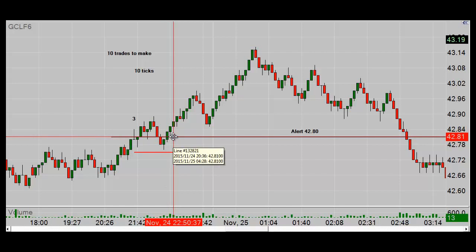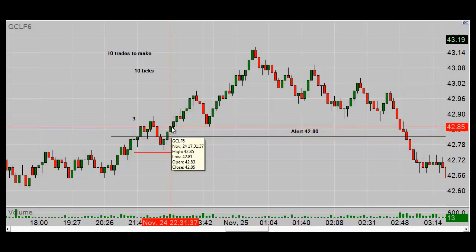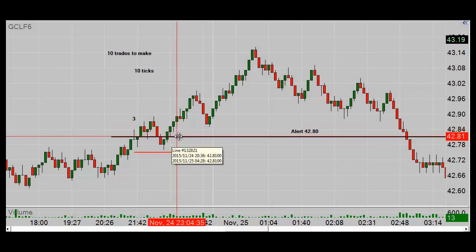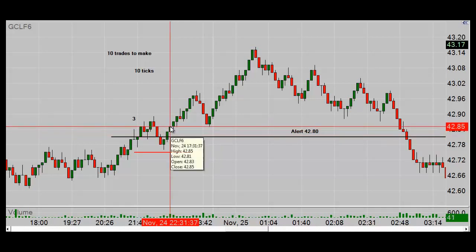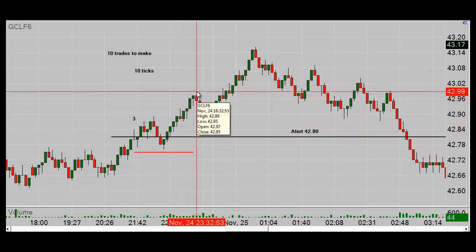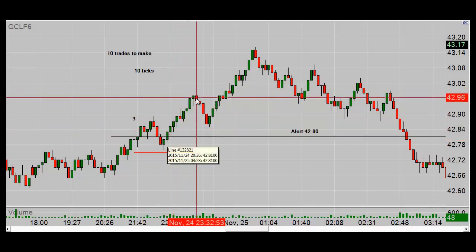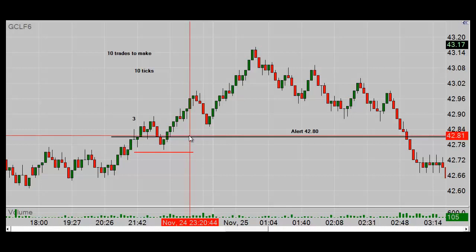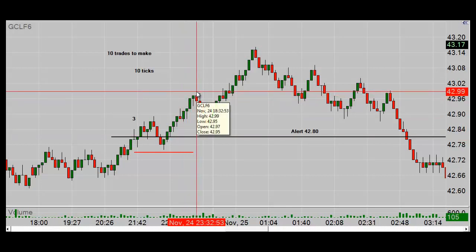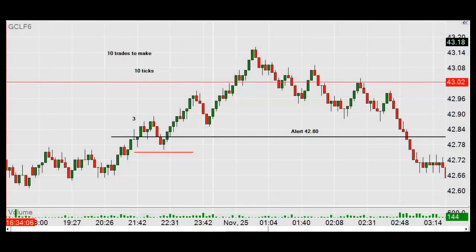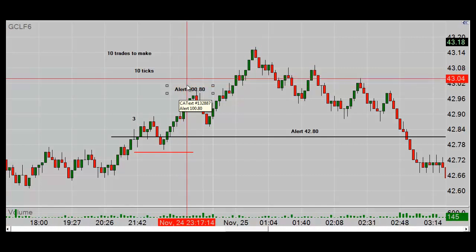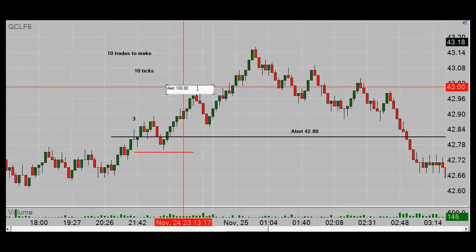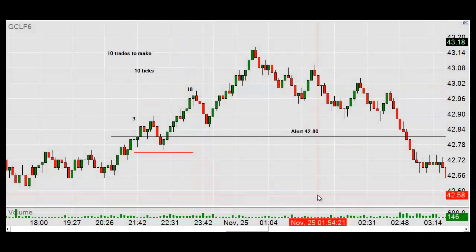We trigger 42.81. We get up to 85. Our stop goes to here. We get a pullback here. 42.85. The swing high up here is 42.99. So this move makes from 42.81 up to 42.99. Would that be 18 ticks available? Okay.